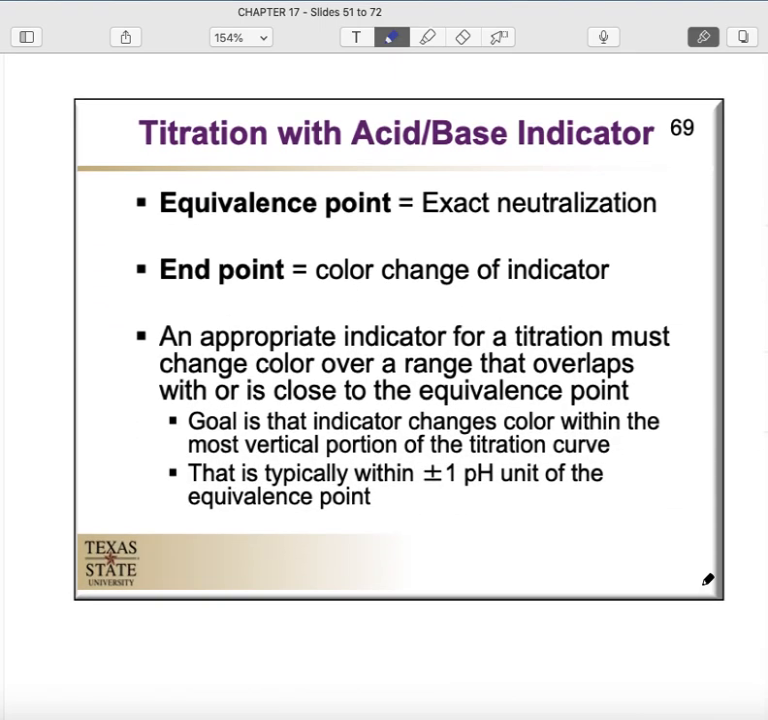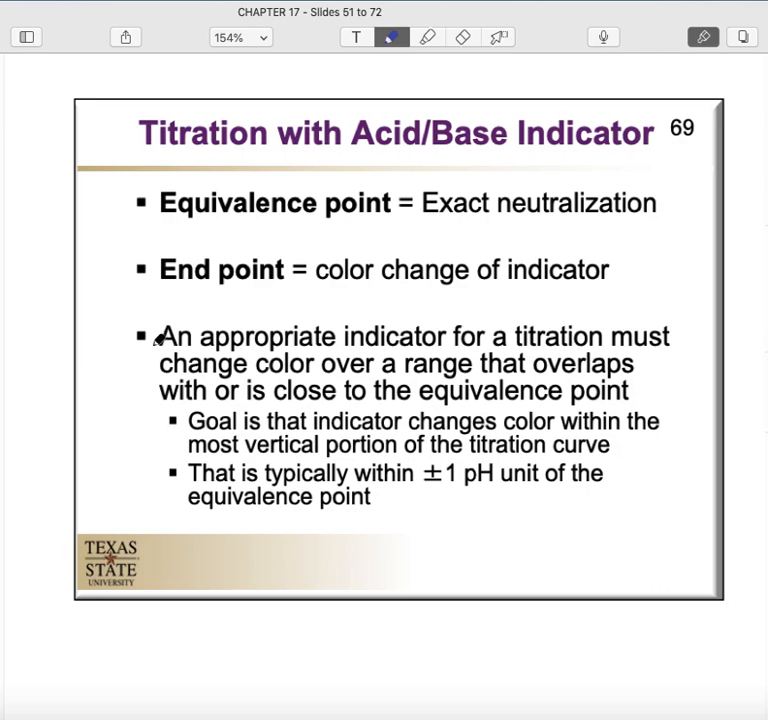So just to reiterate, the equivalence point of a titration is where you have exact neutralization, meaning that you have added the right molar ratio of the acid to the base or of the base to the acid so that they completely consume one another. The endpoint of the titration is the point at which the color changes because the indicator is transitioning from its acidic to its basic state. So an appropriate indicator for a titration must change color over a range that overlaps or is close to the equivalence point. So basically, this is what you need to remember.